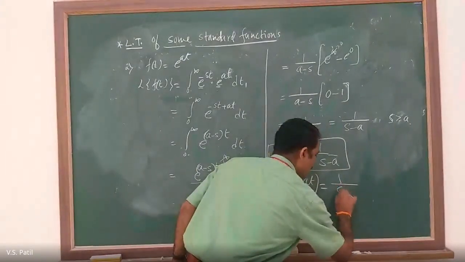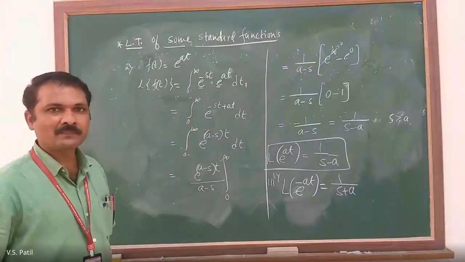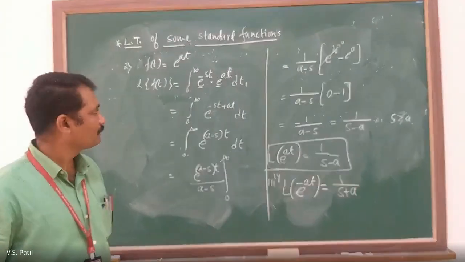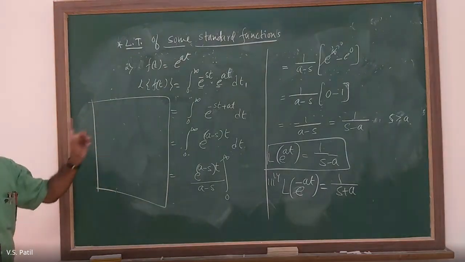Therefore, what can you write? 1 divided by (s plus a). Is that clear? Is this visible now? This part is visible, and this one?